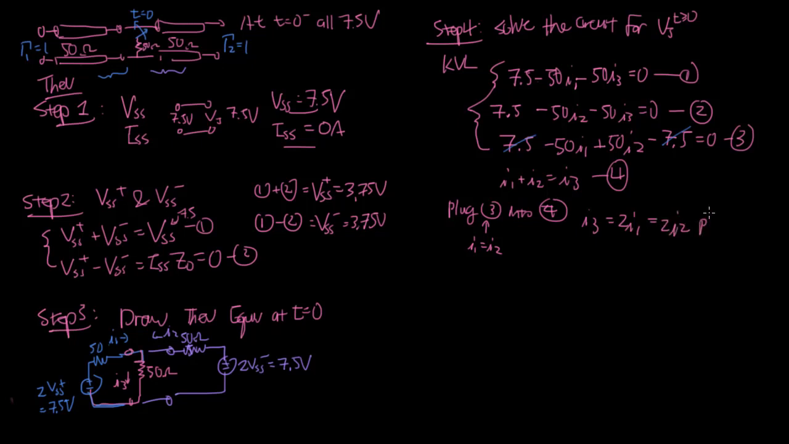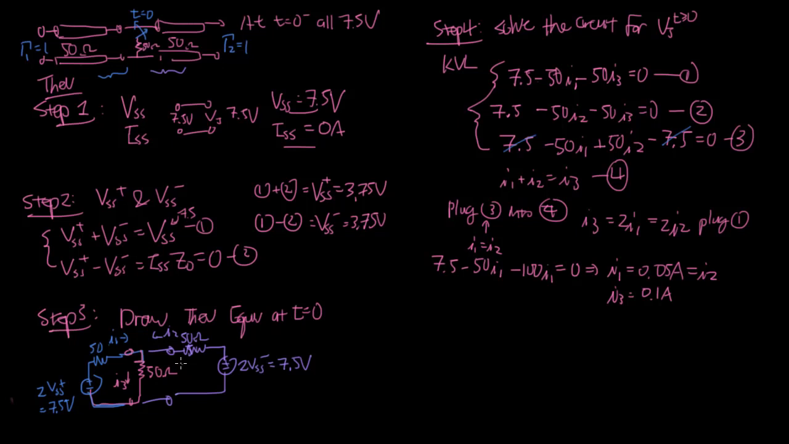So let's plug that into equation 1, and then we're going to get 7.5 minus 50I1 minus 100I1 is going to be equal to 0, and therefore I1 is going to be 0.05A, which is also going to be equal to I2, and then I3 is going to be double that, so I3 is going to be 0.1A. And so using that, we know that we can now find the voltage at the junction.